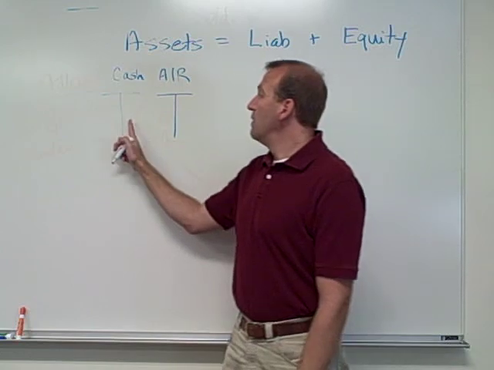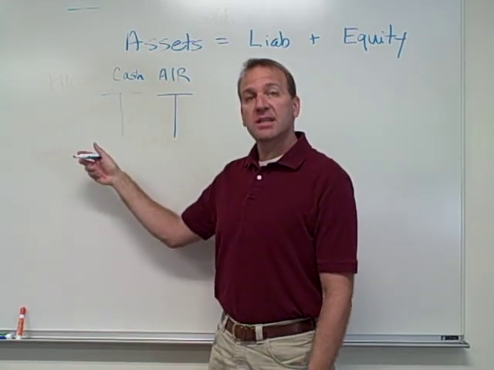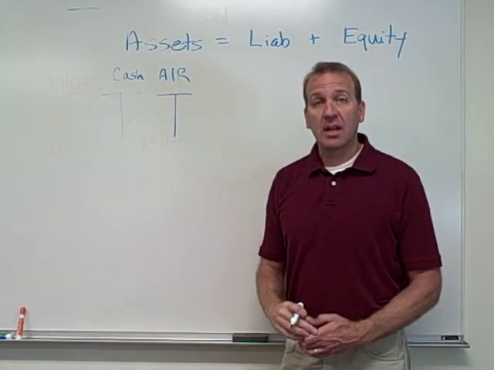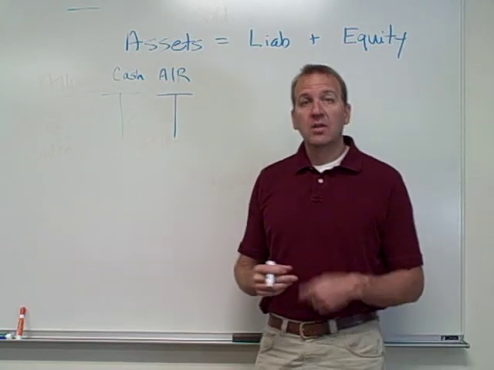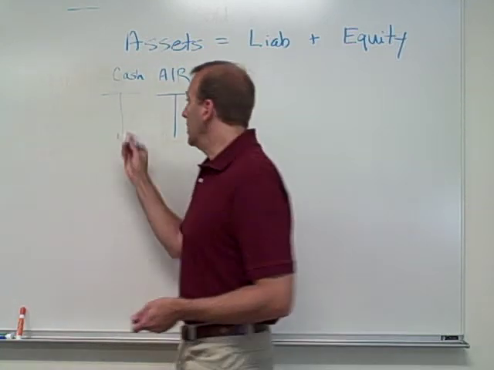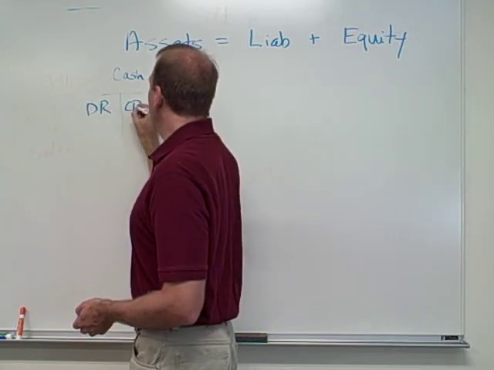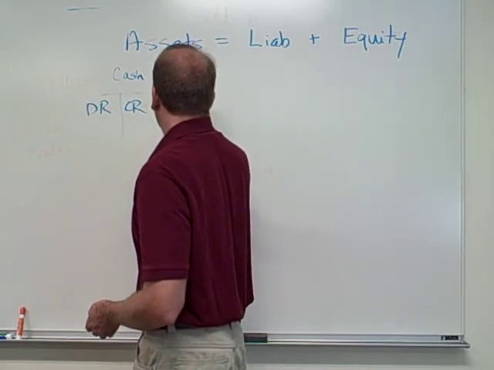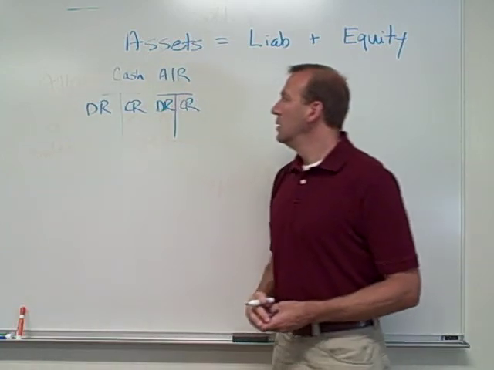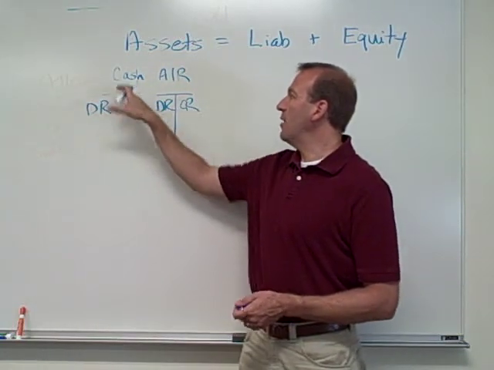Now, the left side is the debit side, and the right side is credit. That's all debits and credits mean. To the left is debit, to the right is credit. Debits are often abbreviated DR, and credits CR. Okay, so there we've got a T account for cash.